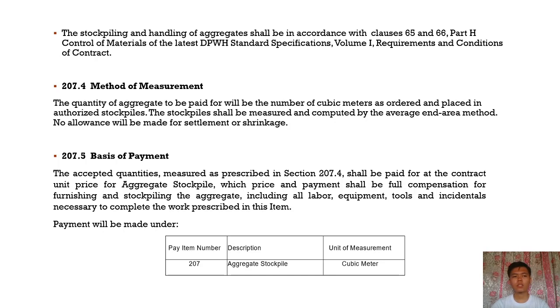Next is Section 207.5 Basis of payment. The accepted quantities measured as prescribed in Section 207.4 shall be paid for at a contract unit price for aggregate stockpile, which price and payment shall be full compensation for furnishing and stockpiling the aggregate, including all labor, equipment, tools, and incidentals necessary to complete the work prescribed in this item. And payment will be made under this sample. So it is still the same as the previous items. We have payment number, description, unit of measurement, which is cubic meter. So that would be all.